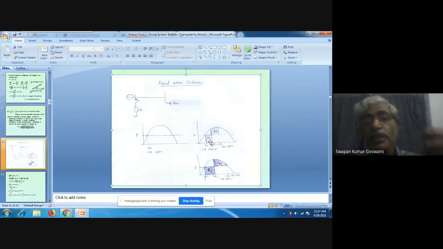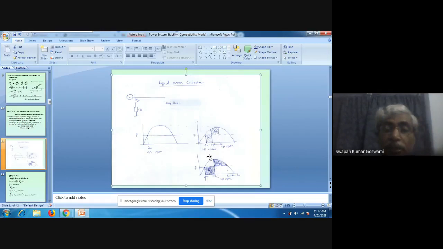Now let us assume that somehow we are delaying the operation of this circuit breaker. Why after delta 1 the machine was delivering more power? Because we have opened the circuit breaker here. Now let us delay the opening of the circuit breaker. So from here at delta 1 we have not stopped. We have allowed the circuit breaker to be closed for some more time.